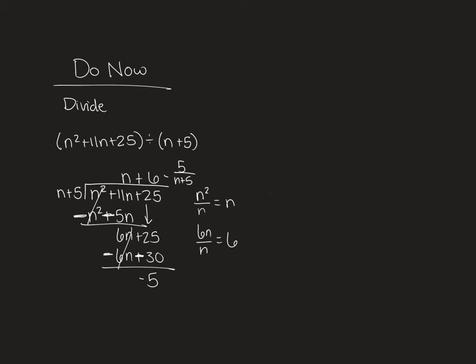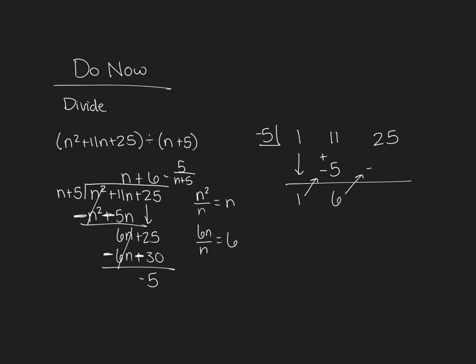We do it synthetically, so n plus 5 equals 0. Inside the box, we're going to have negative 5, and we write our coefficients. Bring down the first one, multiply by negative 5, you get negative 5, and then you add. 11 plus negative 5 is 6.